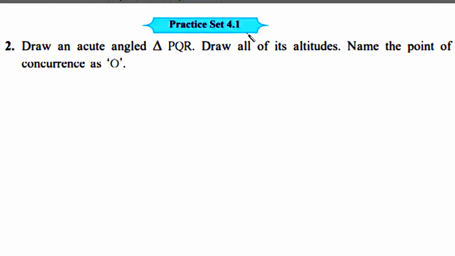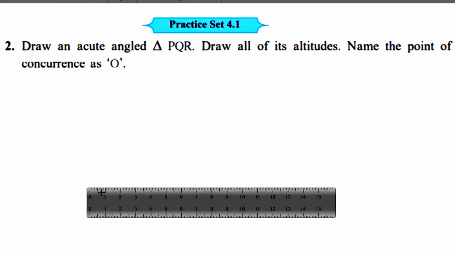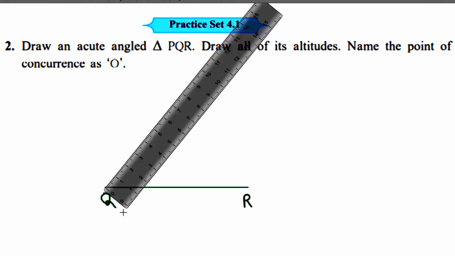Practice set 4.1. Question number 2. Draw an acute angle triangle PQR. Draw all of its altitudes. Name the point of concurrence as O. First, draw an acute angle triangle PQR. With the help of ruler, first draw base QR. Then draw segment QP.